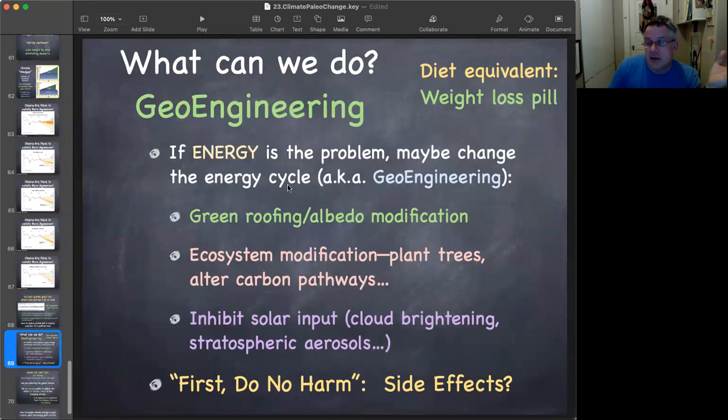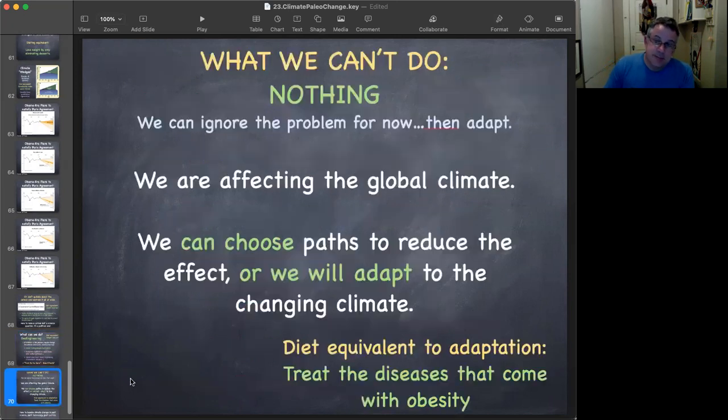The other thing we can do, of course, is we can do geoengineering. We can try and change the Earth system to make it easier. Some of these are pretty minor, like green roofing, change the albedo. Some of them are getting a little bit more major, changing the ecosystems. We can brighten clouds, change stratospheric hours. So there's an issue about whether these will do no harm. Some of these have very modest side effects, and lots of them have beneficial side effects. Some of them have really massive side effects. And this is the diet equivalent of taking a weight loss pill.